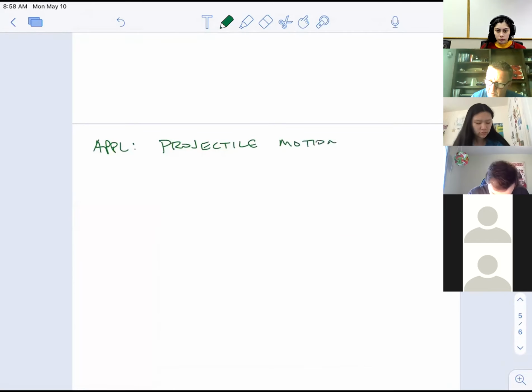Projectile motion. I don't know if you know this, but when things fly through the air, what happens in the horizontal direction and what happens vertically are independent of each other. So let's make up something even more real than your assignment, just because it's kind of cool.